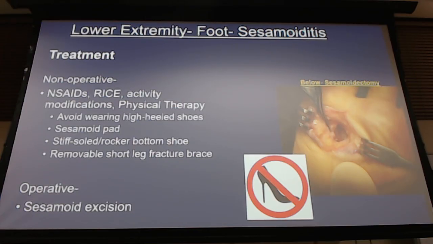So, how do we treat these? Non-operative management: avoid the offending activity. You can use orthotic pads, just make sure you place them appropriately. Use stiff-soled shoes that prevent bending of the first MTP.